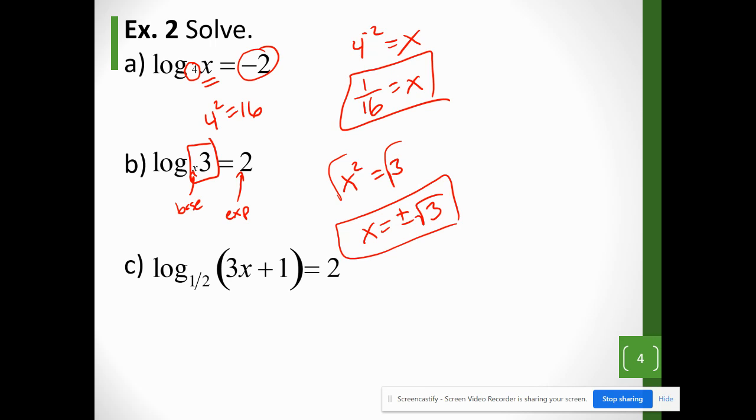All right, let's take a look at example C. Let me write this in exponential form first. So I have 1/2 to the second power is equal to 3x plus 1. I know 1/2 to the second power is 1/4. So I have 1/4 is equal to 3x plus 1.